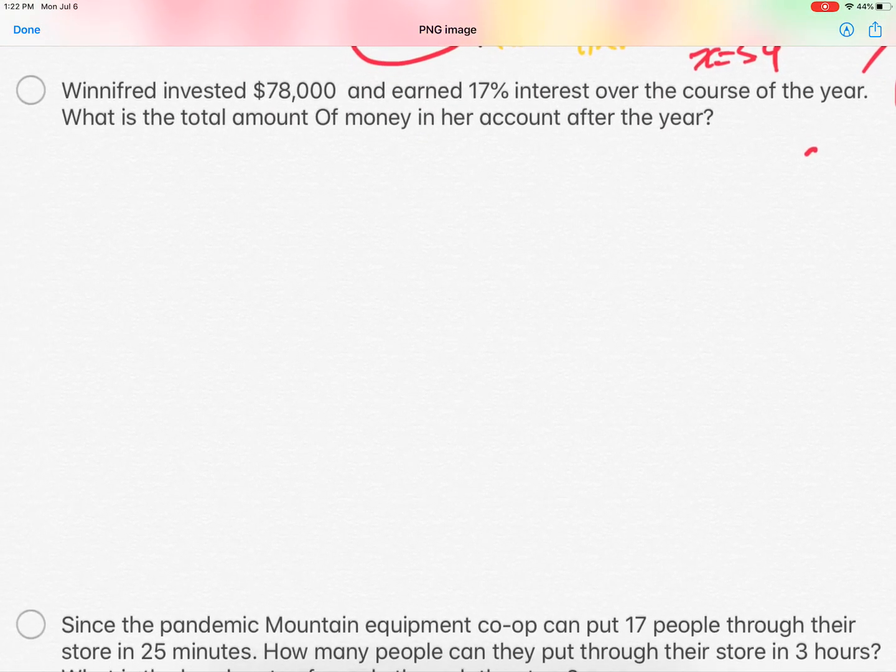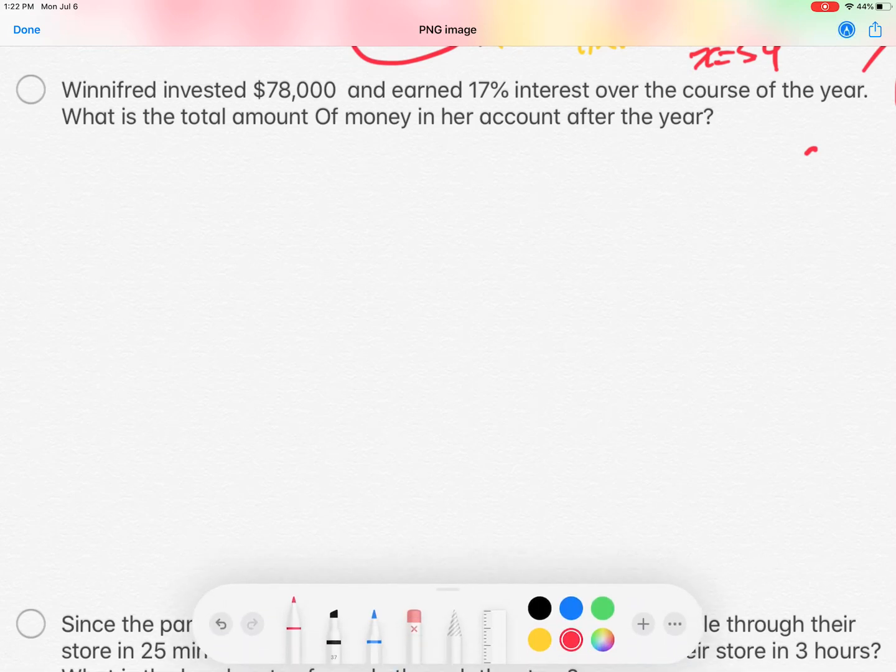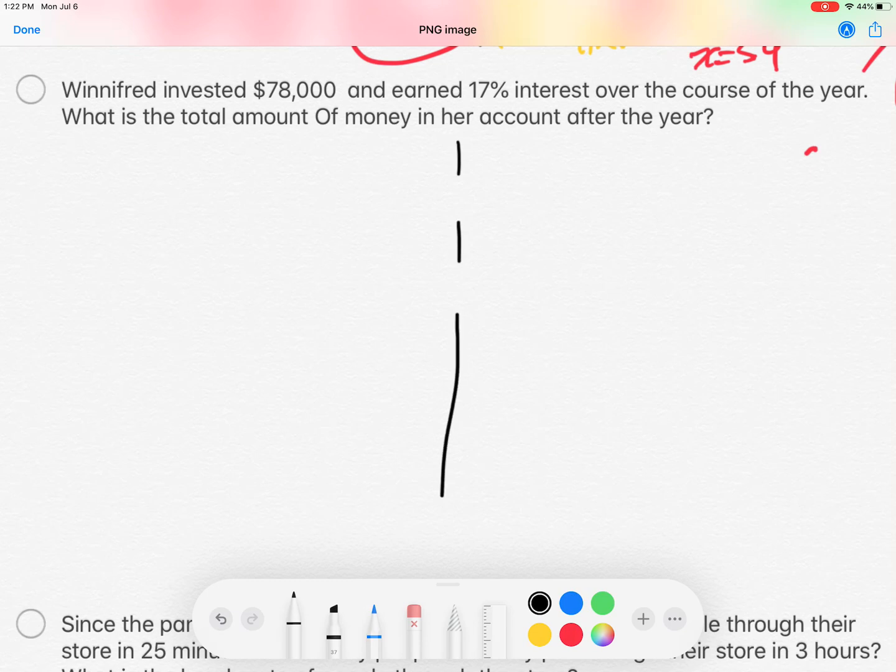Let's take a look at one more. I know this is going to be a longer video, but I think it's important. So in this one, I'm going to set up my quadrants. And sometimes I like to set my quadrants up a little bit different so I have more room to do my calculating. So Winifred invested $7,800 and earned 70% interest over the course of a year. What is the total amount of money in her account after a year?